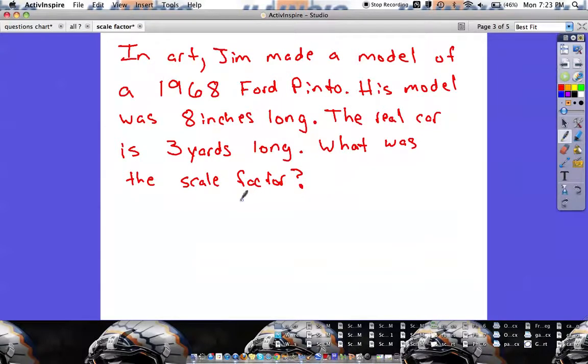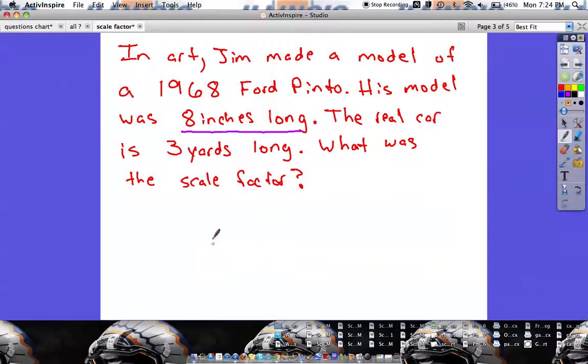Here's another example for you. This one we talk about a model car. The actual model car is 8 inches long. The real car is 3 yards long. I want to know what is the scale factor. Okay, every inch on the model equals how much in real life.